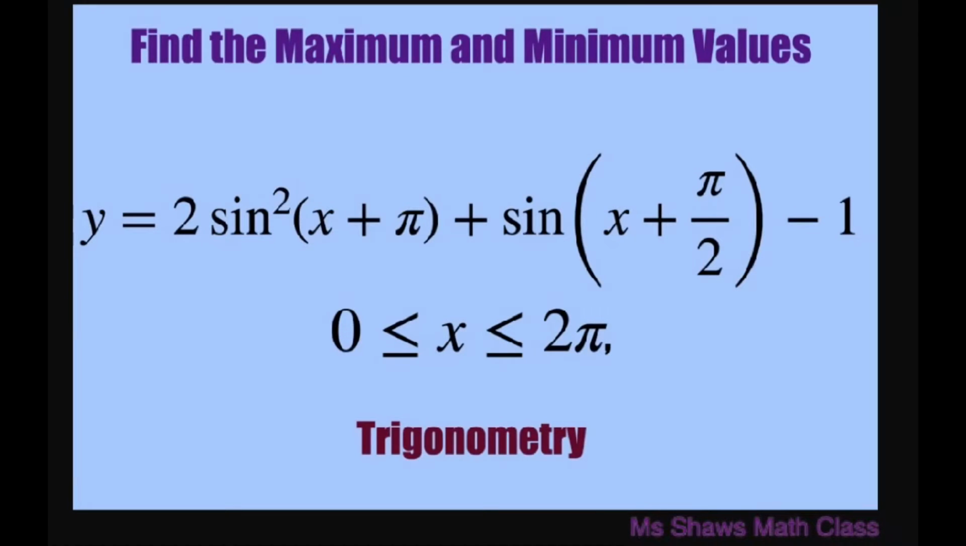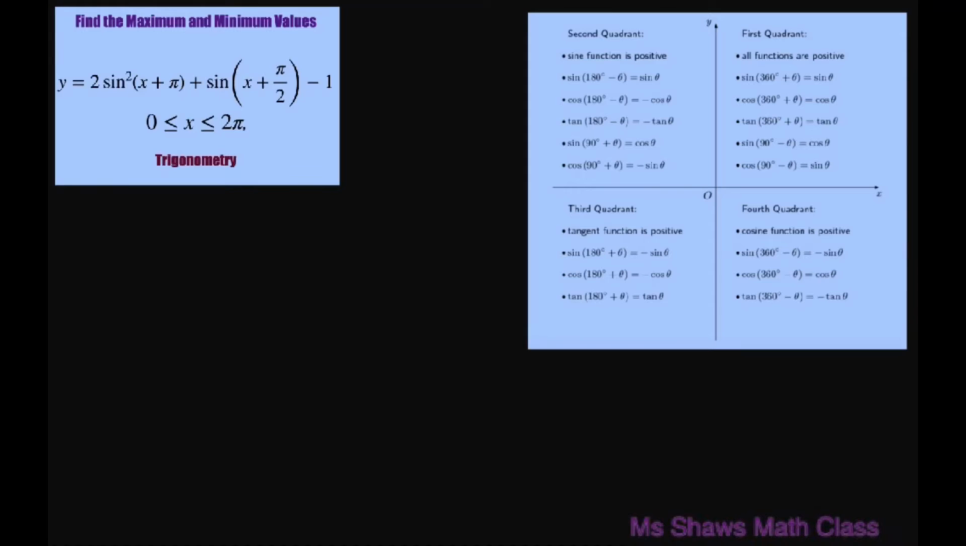One, we're going to find the maximum and minimum values for y equals 2 sine squared of x plus pi, sine of x plus pi divided by 2, minus 1. All right, so the first thing we're going to do is rewrite this using our reference angles. So sine of x plus pi, that would be the same as pi plus x, so that's 180 plus my angle, that equals negative sine of x.